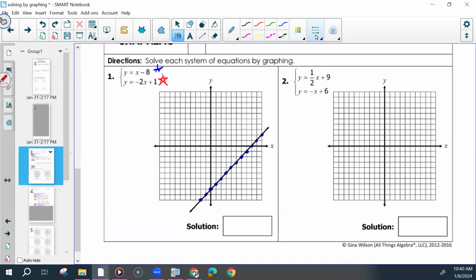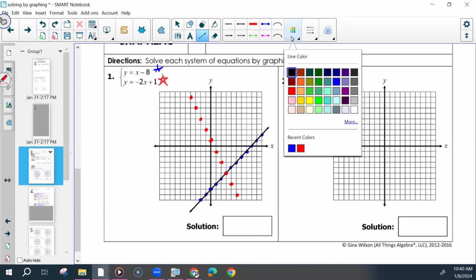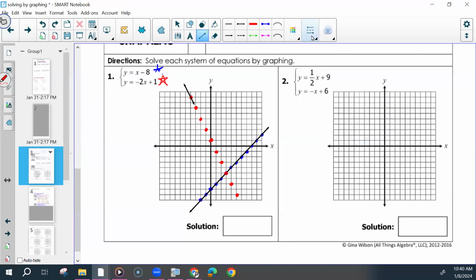So this one would start at positive 1. The slope is negative 2. What directions could I go to get a negative slope? Down and right, or up and left, so they have to be opposites. Go down, right one as many times as possible, and up, left one as many times as possible. Draw in your line, and you should be able to see where those two lines cross.